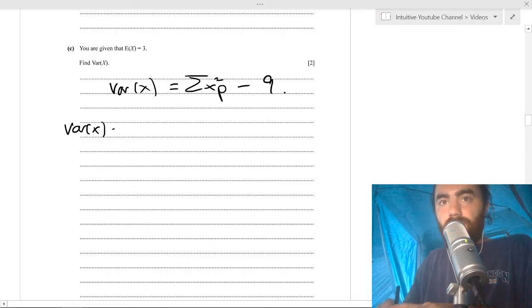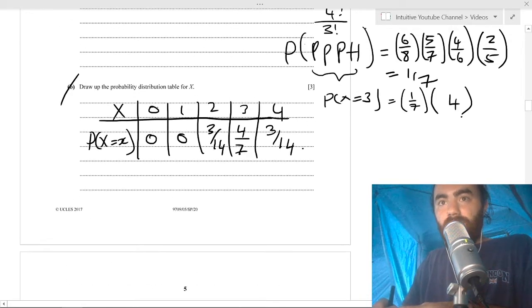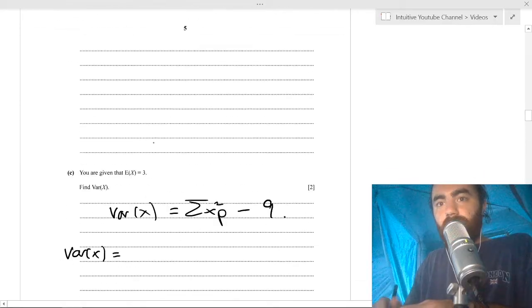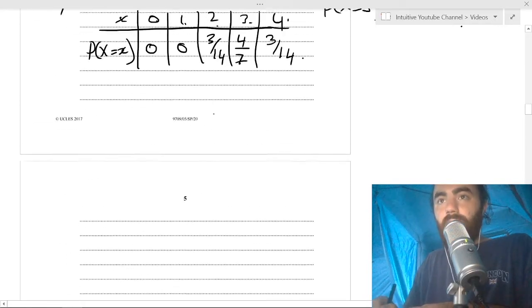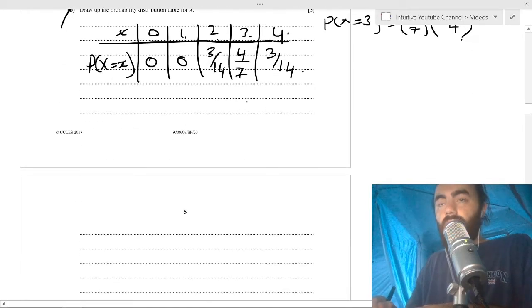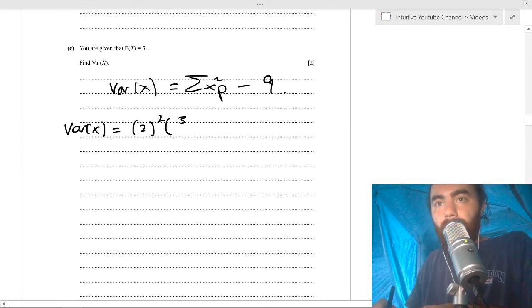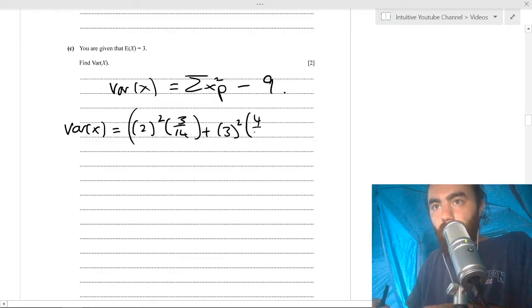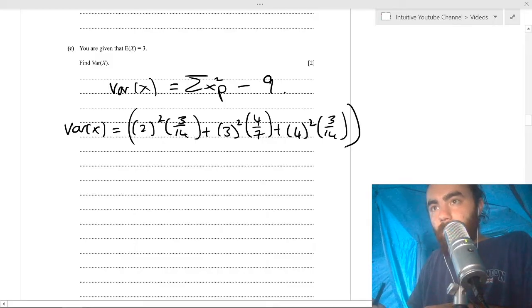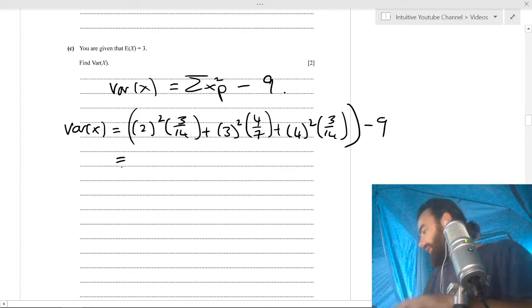So the variance of x equals the sum. Remember, these are the x values, 0, 1, 2, 3, 4. The first ones are obviously going to be 0, so this is 2 squared times the probability that she picks 2 paperbacks, which is 3/14, plus 3 squared times 4/7 plus 4 squared times, what is it, 3/14 again, minus 9. So we put all that into our calculator.